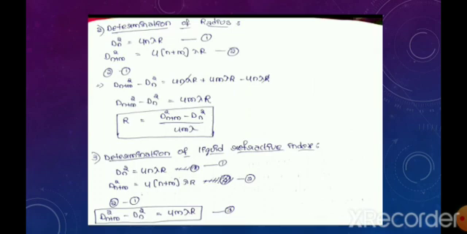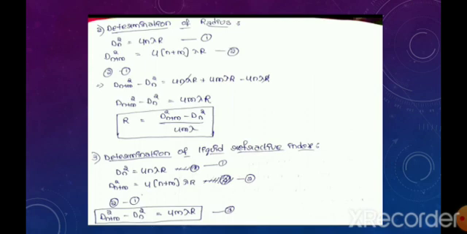Determination of radius. Dn square equals 4n lambda R. Dn plus m square equals 4 into n plus m into lambda R. Let's name them equations 1 and 2. Now 2 minus 1, dn plus m square minus dn square equals 4m lambda R. R equals dn plus m square minus dn square by 4m lambda.